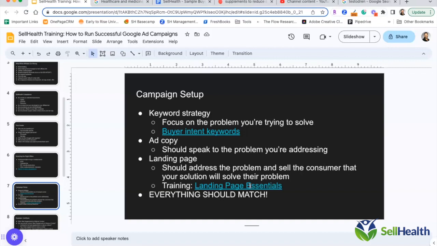And so I have a training on landing page essentials. Somebody asked, can you help with our landing pages? I don't know what, can you clarify your question with regard to what we can do with landing pages?